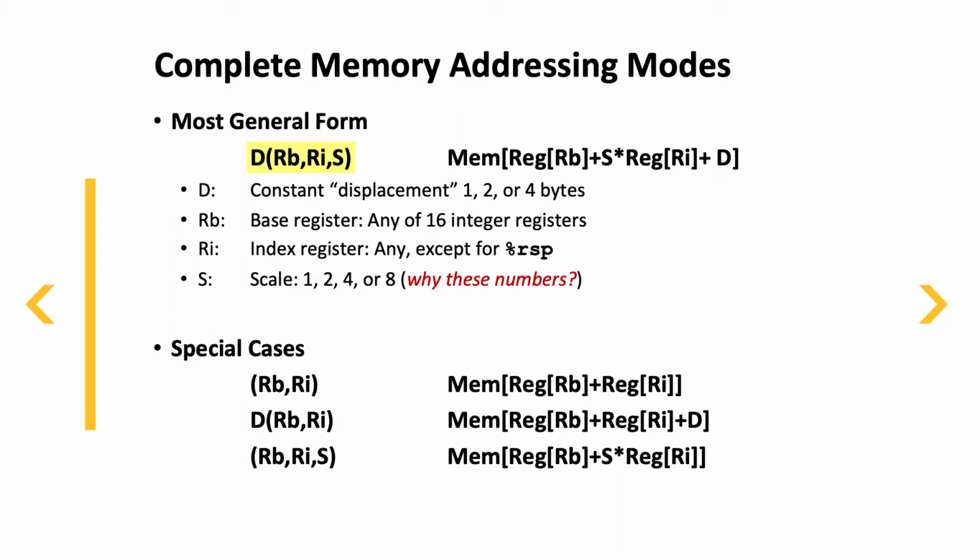RI will be our index register, which can be any register except for the stack pointer. Right? We don't mess with the stack pointer. Let's let that do what it does. And S is a scale factor. It's going to be 1, 2, 4, or 8. And we think about why it might be 1, 2, 4, or 8. Well, the simplest explanation is we're just dealing with binary, right? So we're not going to scale something by 5. We're not going to scale something by 7.